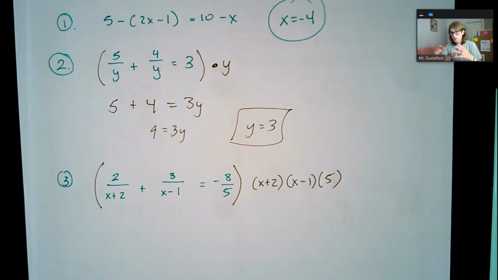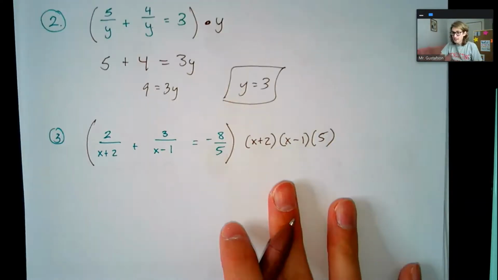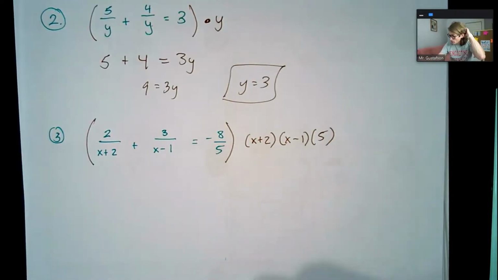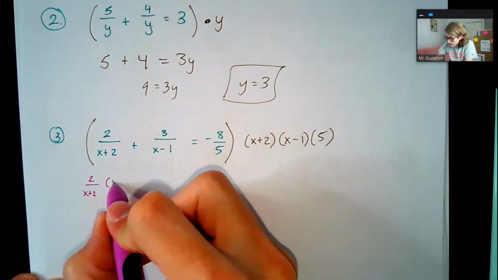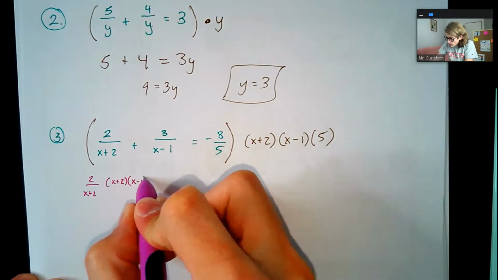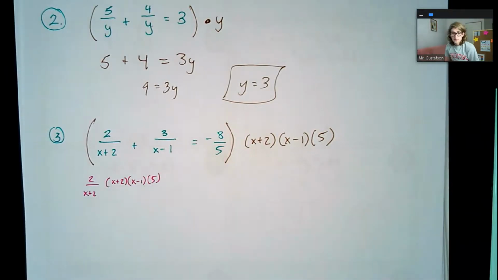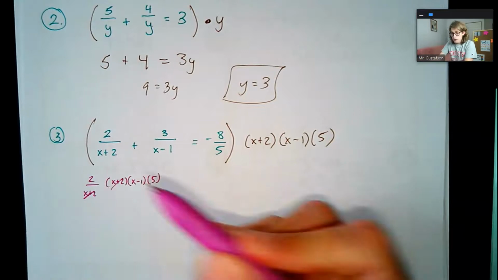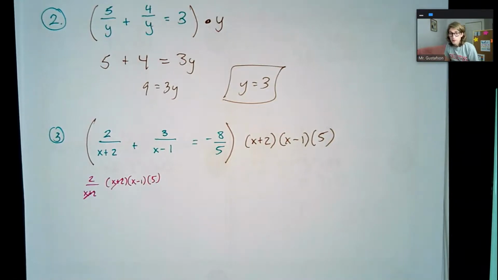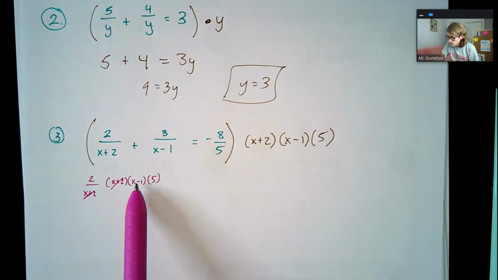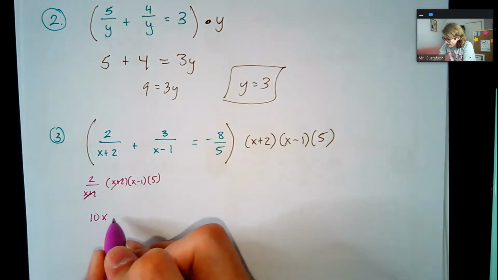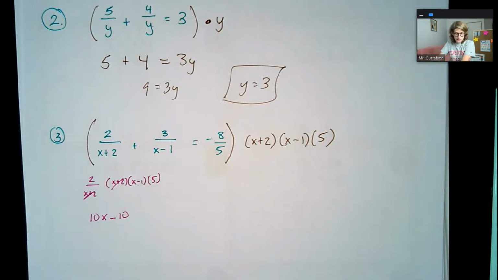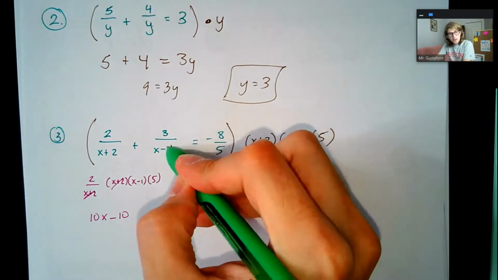And I'm going to be a little bit more specific on this one and write out exactly what's happening. We're taking this first one, 2 over x plus 2, and we're multiplying that by x plus 2 times x minus 1 times 5. What cancels? The x plus 2's. And what are we left with? 2 times the quantity x minus 1 times 5, which is 10x minus 10. I hope I'm doing that right. Sorry if I made any mistakes. I think I'm okay.